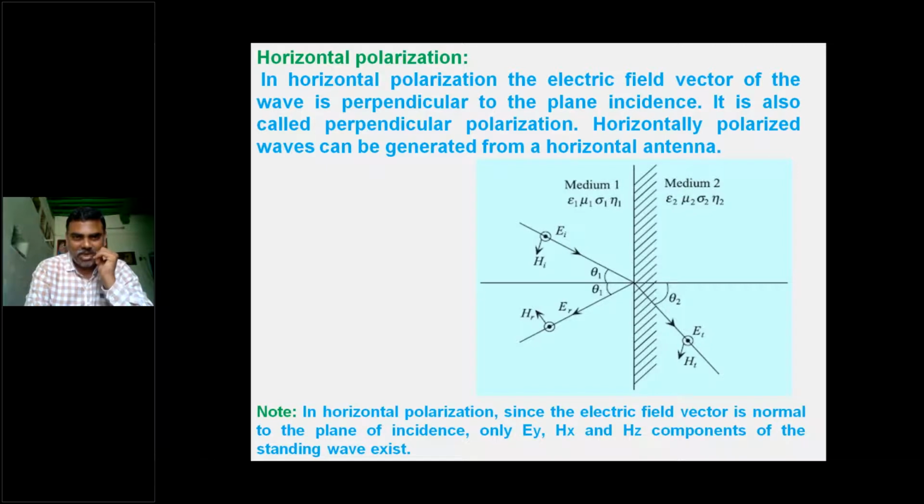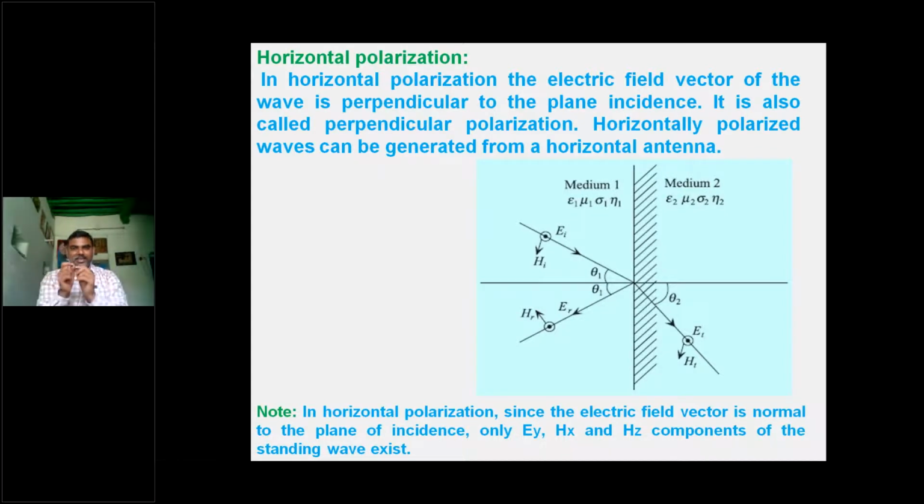So here, the horizontal polarization. Whatever the magnetic field component is parallel to the boundary, or we can say the electric field component is perpendicular to the boundary. Since it is perpendicular to the boundary, we can call that perpendicular polarization. And since it is perpendicular to the boundary, the plane of incidence is parallel to that one. That's why we can call that horizontal polarization.